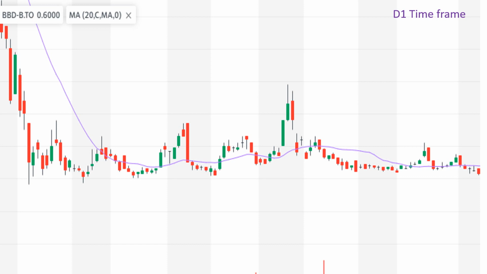This is the price trend of Bombardier stock, D1 time frame, from Yahoo Finance. I installed SMA 20 on my price trend, and you see that basically the price is coming down, and after that it starts going in a choppy fashion and going sideways. If you look at this moving average, it is flat like a horizontal line.